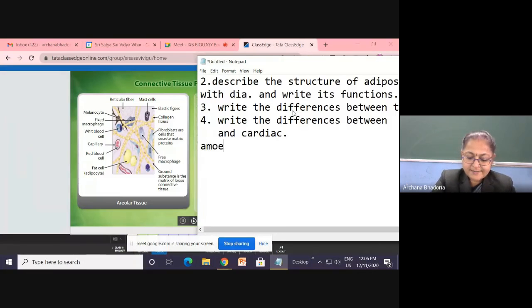Amoeboid cells. Amoeboid cells means cells like amoeba, and they are phagocytic in nature. We say phagocytic why? Because what they are doing? Engulfing.